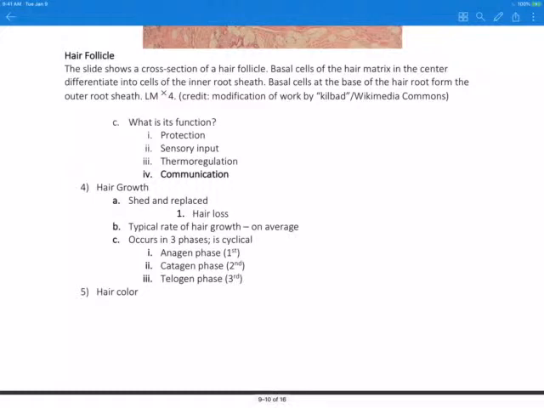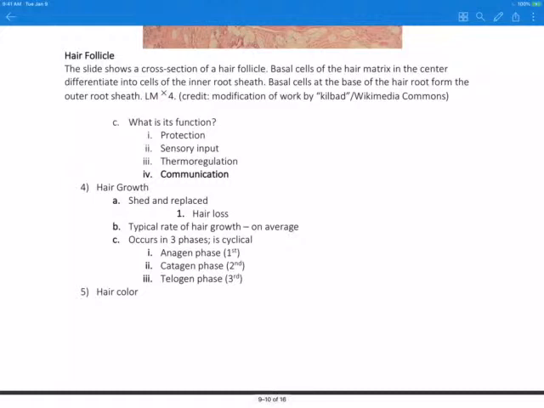The Catagen Phase, the second phase, only lasts about 2 to 3 weeks, and this is kind of a transition phase. And then that last phase, the Telogen Phase, lasts 2 to 4 months. During this time, the hair follicle is at rest and no new growth occurs, and then the whole cycle starts over again.